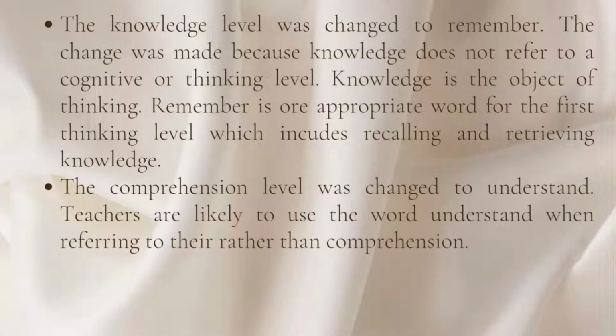The knowledge level in the old taxonomy was changed to remember in the revised taxonomy. The change was made because knowledge does not refer to a cognitive or thinking level. Knowledge is the object of the thinking. Remember, in the revised taxonomy, is a more appropriate word for the first thinking level, which involves recalling and retrieving knowledge. The comprehension level in the old taxonomy was changed to understand. Teachers are likely to use the word understand when referring to their work rather than comprehension.